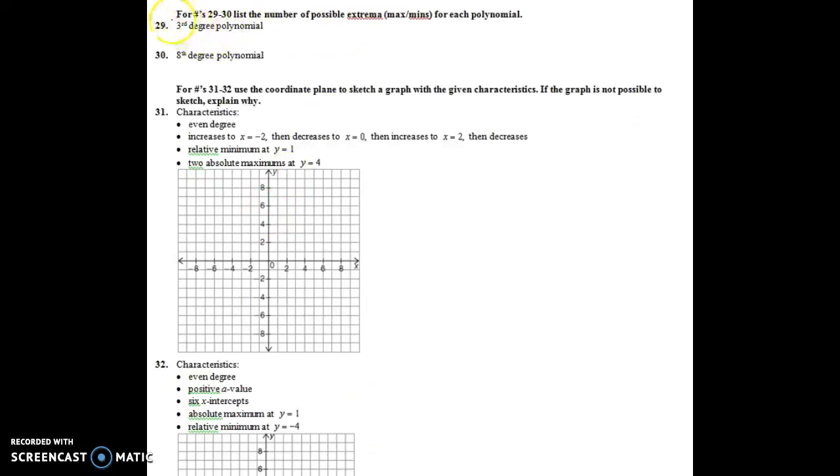More thoughts about graphs in question 29. It says list the possible extrema or mins and maxes. If you have a third degree, we said that you could have a possible of 2 mins and maxes, and then it went down by 2. So if you think about your third degree, either it looks like this, where there are no mins and maxes, or it looks something like this, where there are 2 total mins and maxes. If you have a degree of 8, that means that it would be 7, and then it would go down by 2.